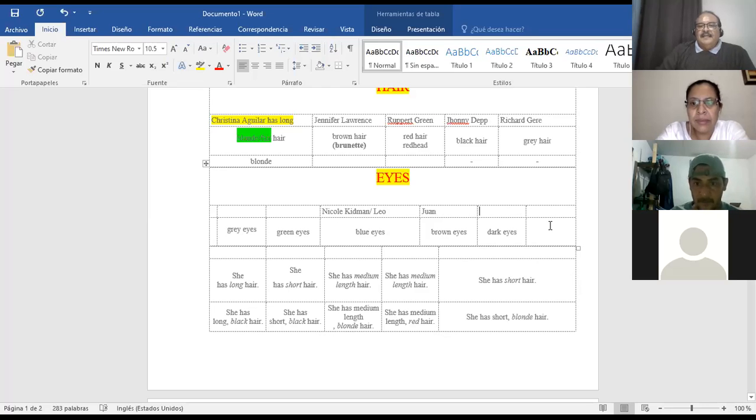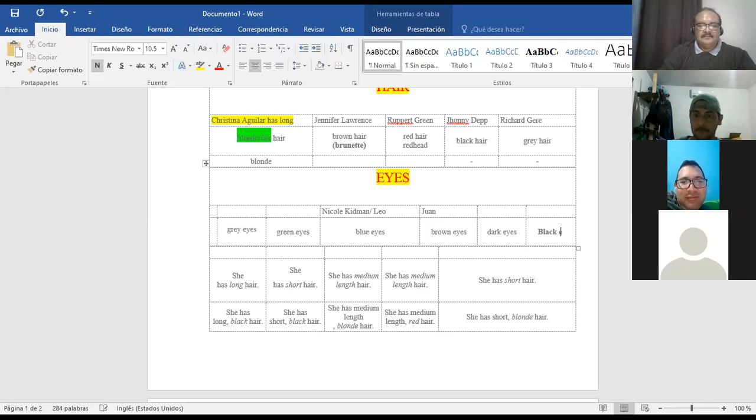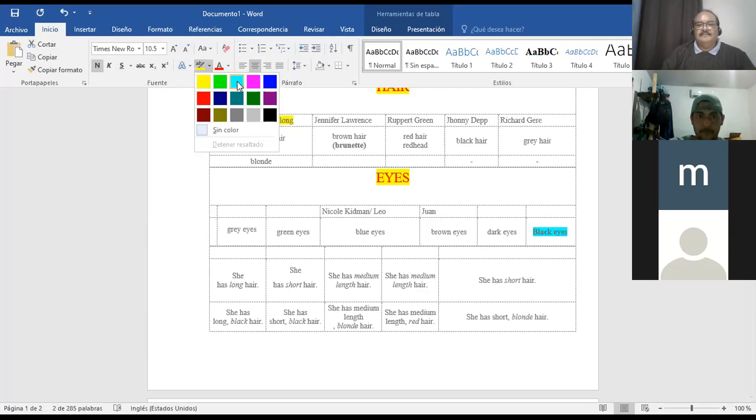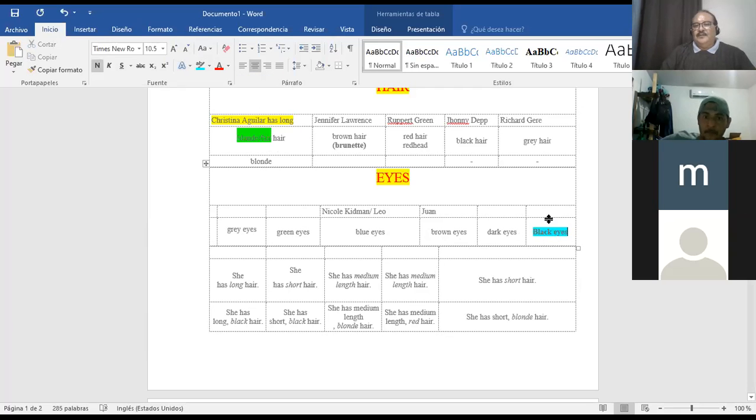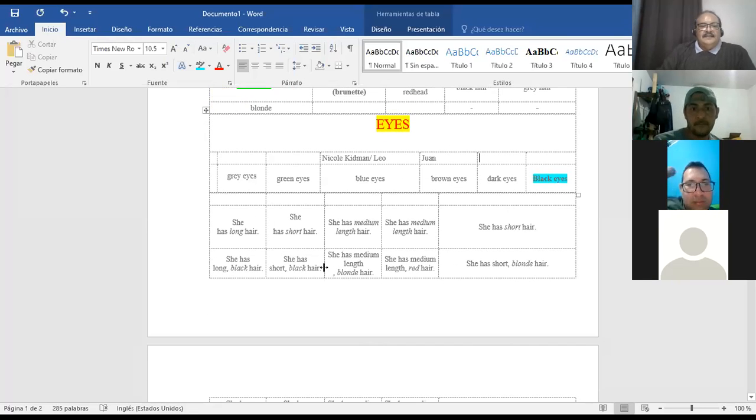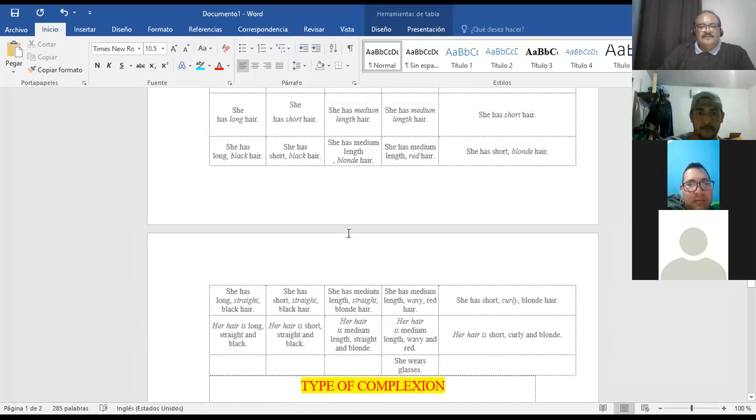Okay. In English, when you say black eyes, it's when somebody hits you. Then you have a black eye. Is when you have a purple eye, right? So black eyes, the majority of people, right? The majority of people have dark eyes. Okay, and then you have long hair, short hair.